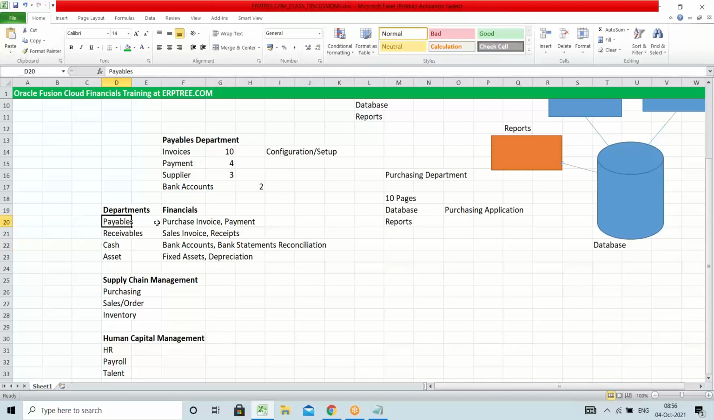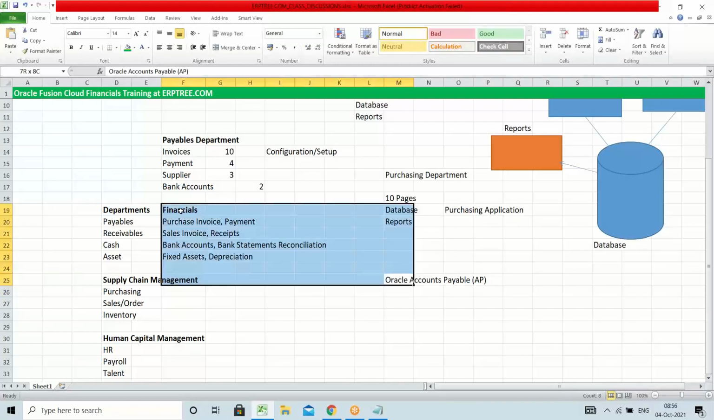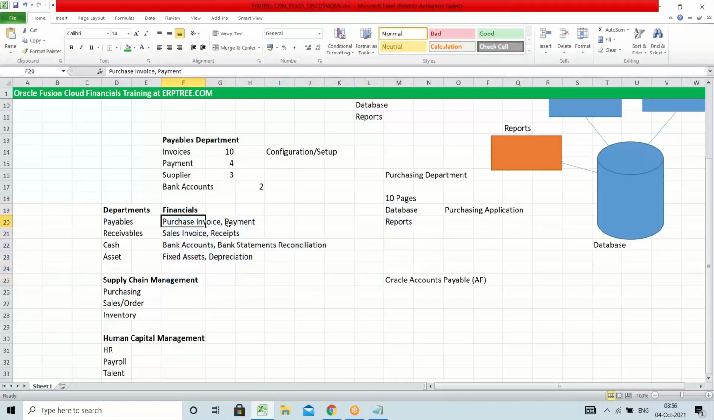So the payables department, what are they doing? They have to create the purchase invoice and make the payment. To do these two activities, Oracle is providing an application called Oracle Accounts Payable Application, in short AP. By using Oracle Fusion Accounts Payable Application, we can create the purchase invoices and process the payments.